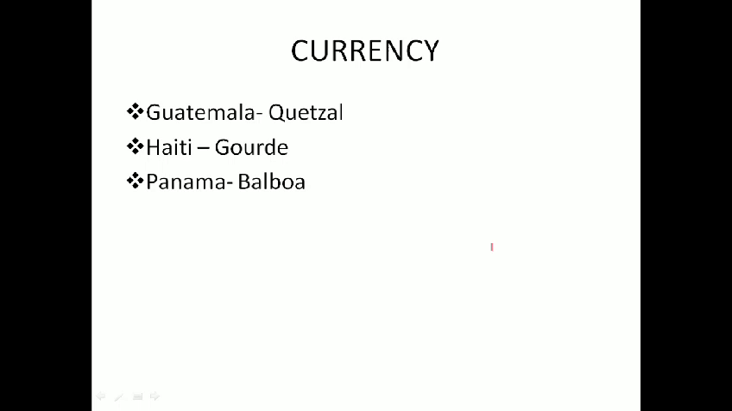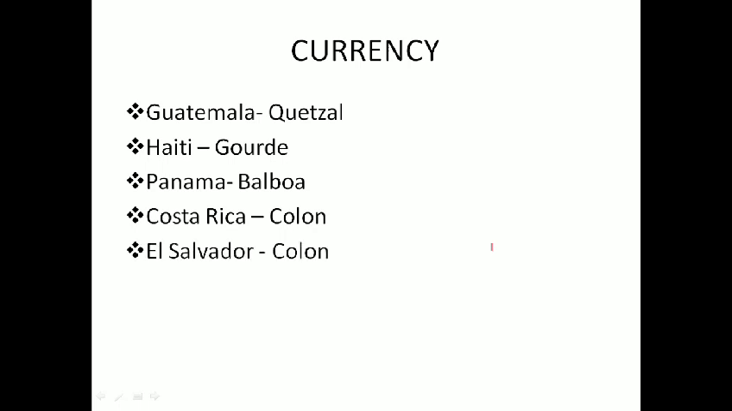Panama is named after an explorer by the same name called Balboa. Costa Rica, Colon, whereas El Salvador also Colon. Yes, this is the Spanish version for Columbus. So Costa Rica and El Salvador currency is named after Christopher Columbus, and Colon is the Spanish version. That's why the Costa Rica and El Salvador currency is named after Columbus.